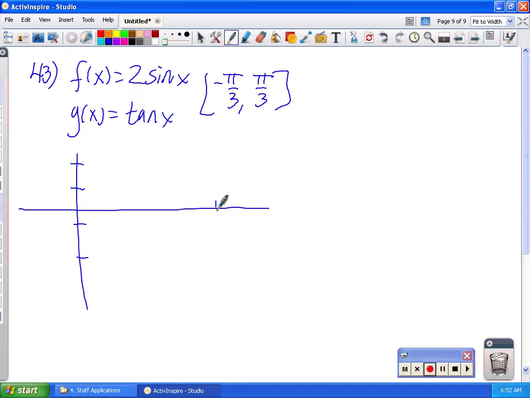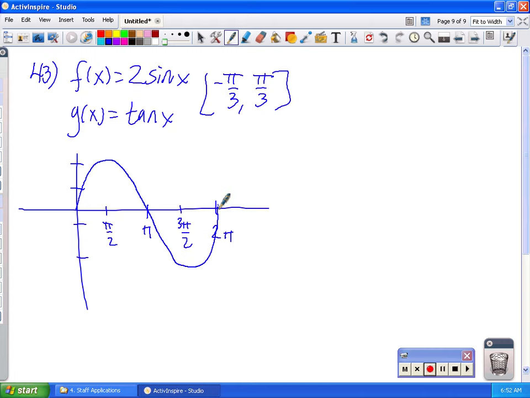I'm going to graph this to 2 pi. It's pi over 2, 3 pi over 2. So we're going to hit our peak at pi over 2, intercept, minimum. All right, so there's a rough graph of 2 sine x.